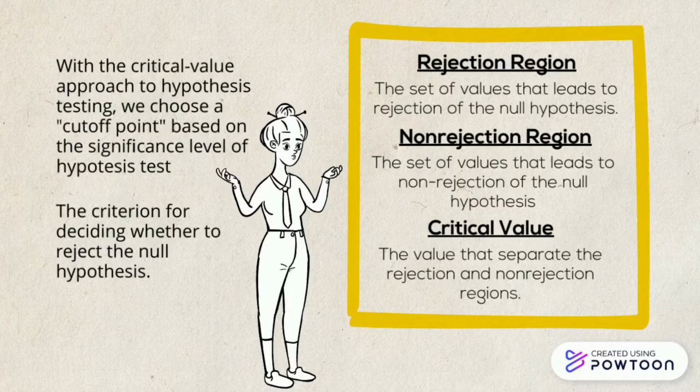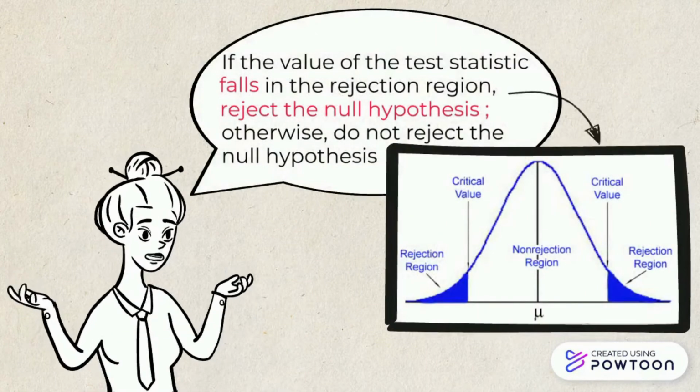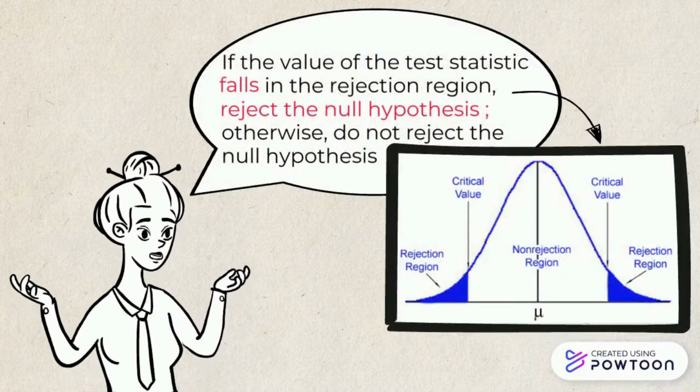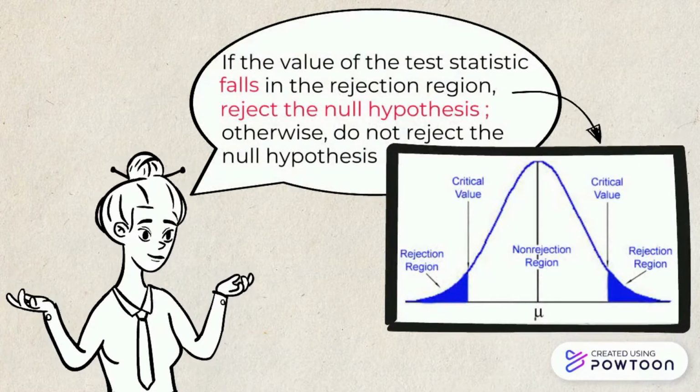It is divided into three parts: the rejection region, the non-rejection region, and the critical value. Hence, if the value of the test statistic falls in the rejection region, reject the null hypothesis. Otherwise, do not reject the null hypothesis.